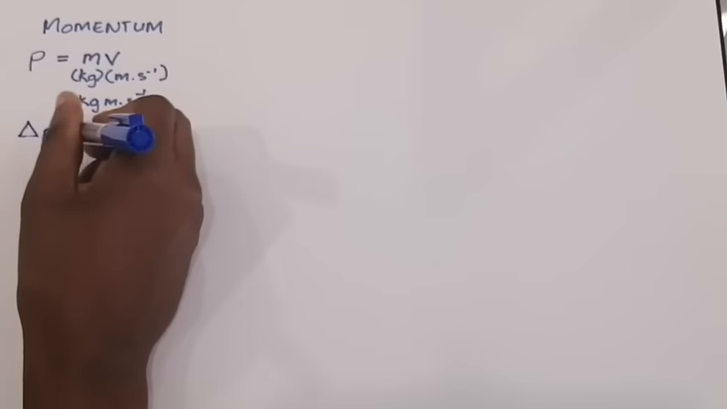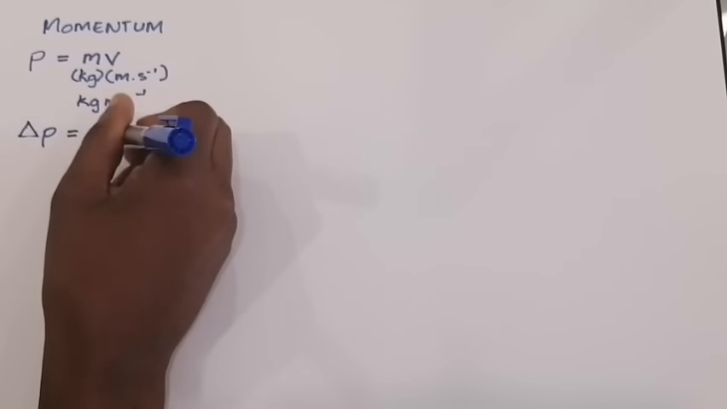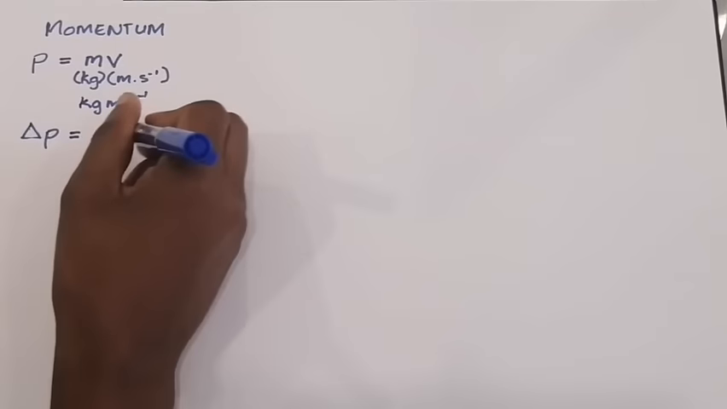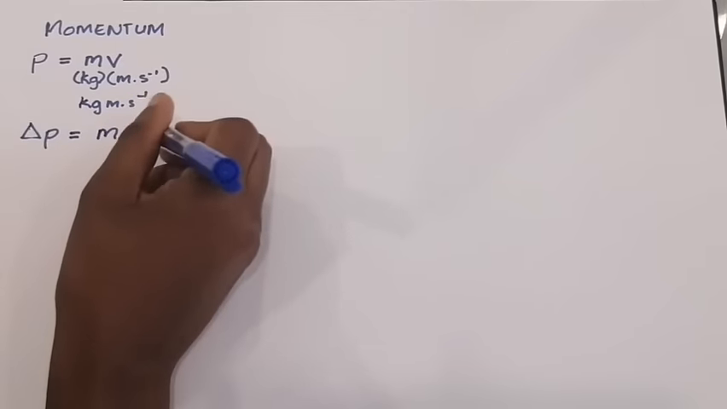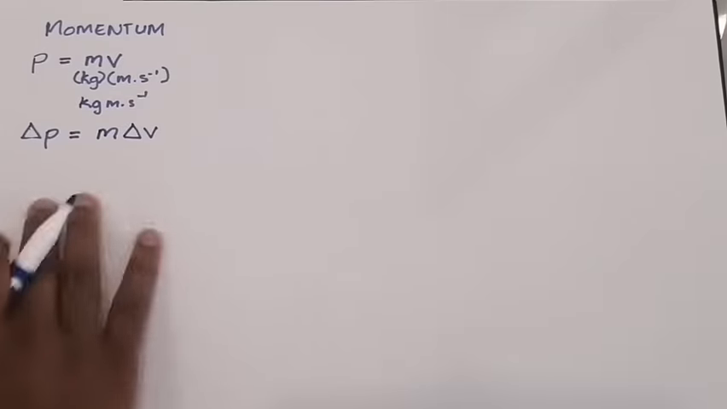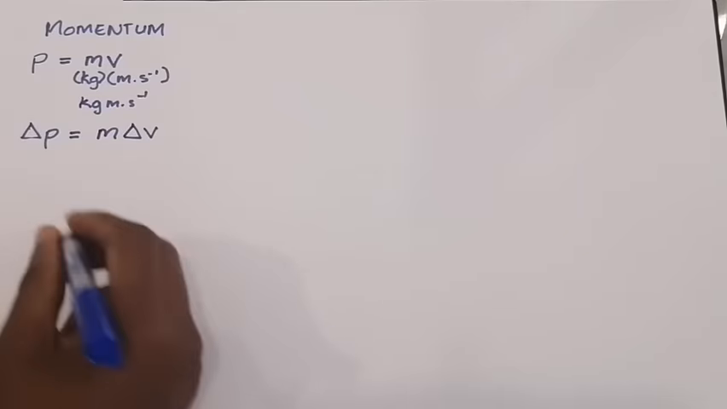Not only can we calculate the momentum of a body, but we can also calculate a change in momentum. Please note this. When we say a change in momentum, it's going to be the mass, and usually we deal with masses that don't change, multiplied by the change in the body's velocity. Let's take a quick example of this. I've seen oftentimes there being an issue with this.